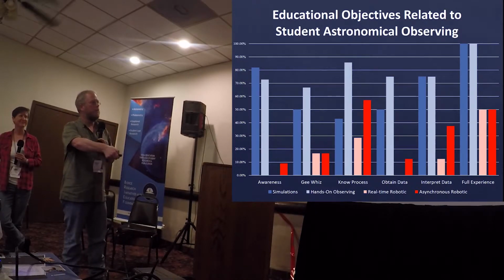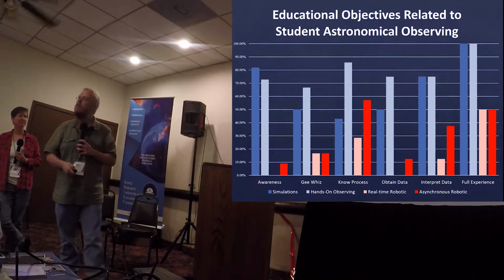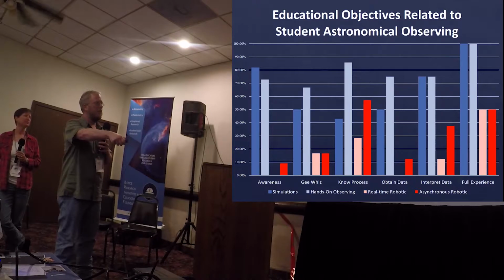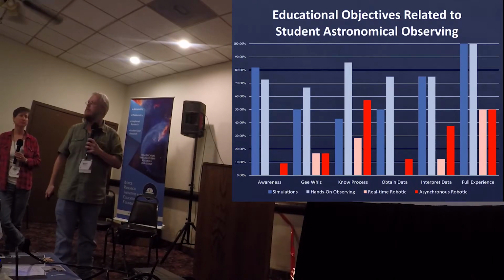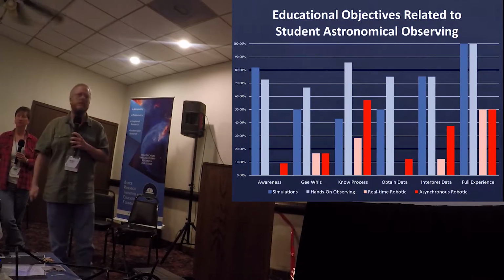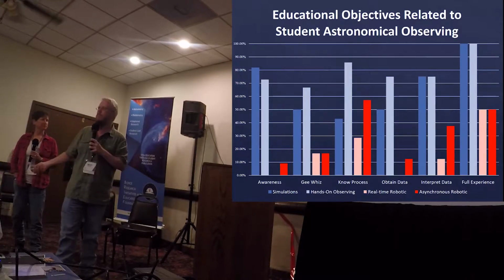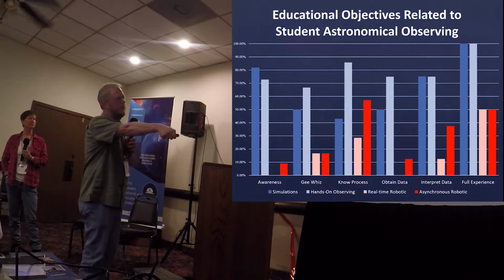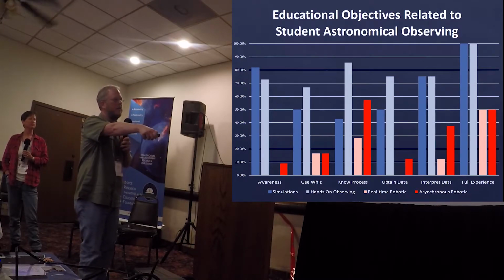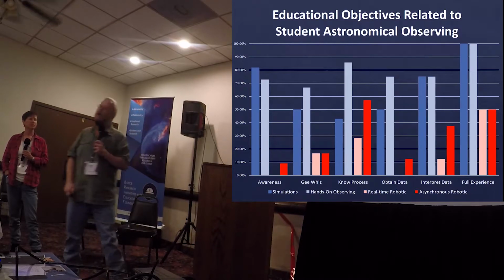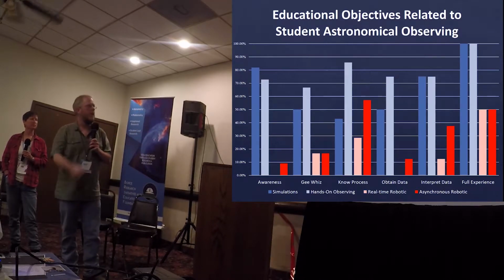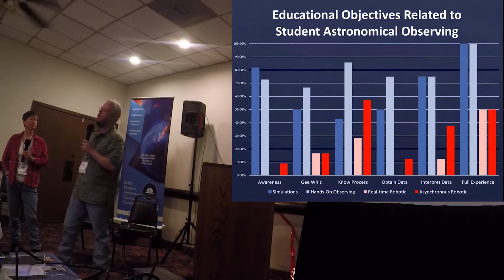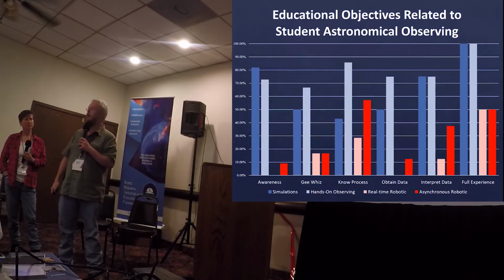So if you look at the red bars, that's more the robotic and remote observing, and you can see that for people who are just going into the awareness and the GWIS, robotic telescopes doesn't really suit their needs that much. It's more so the people who are wanting to do more of the higher end stuff, the interpreting data and the full experience, that tend to rely more on those things. But as for the others, we see high numbers across the board based on what they are trying to accomplish with their students.